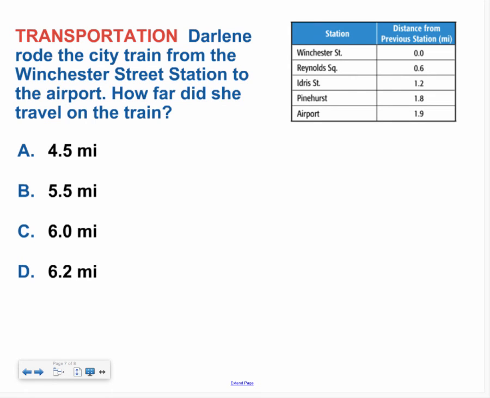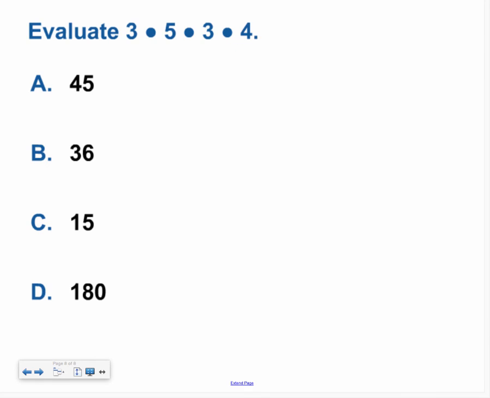Now I want you guys to take a look at this first example and see how you do. Okay, hopefully you ended up with 5.5 miles. If not, be sure to ask either myself or a friend. And I want you to try one more example and see how you do. Okay, hopefully you ended up with 180 as your final answer on this one. If not, be sure to ask either myself or a friend.